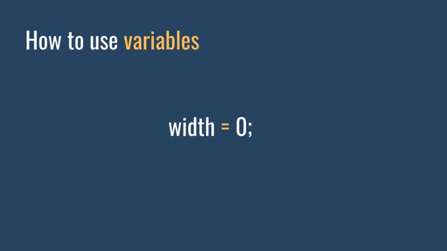Secondly, we assign a value to a variable. Here, that means to put 0 into the width variable. The equal sign is an assignment operator. The symbol always works from right to left. I will explain the Java operators in the next video in detail.